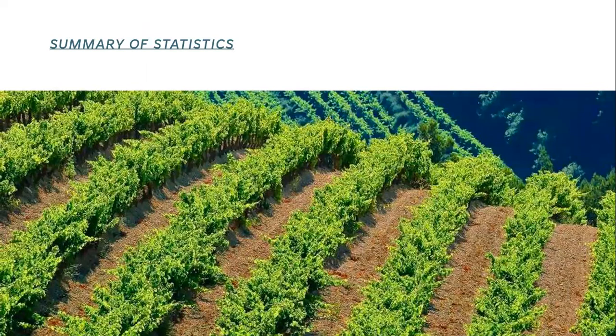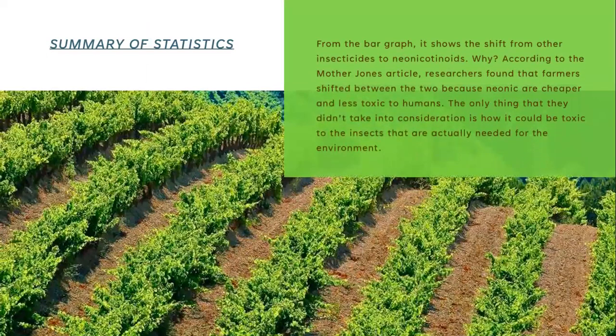The summary of the whole statistics slide is that the bar graph shows the shift from other insecticides to neonicotinoids. According to Mother Jones' article, researchers found that farmers shifted because, one, neonics are cheaper, and two, they are less toxic to humans. With all that good information, that's the only thing they feel they need. But they also fail to realize that this neonic is harmful to bees.